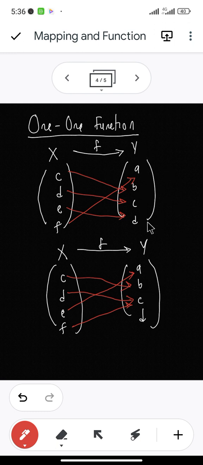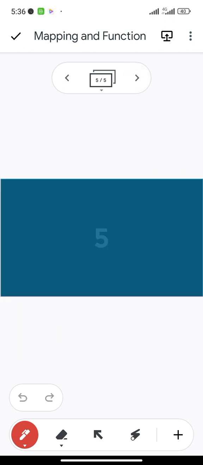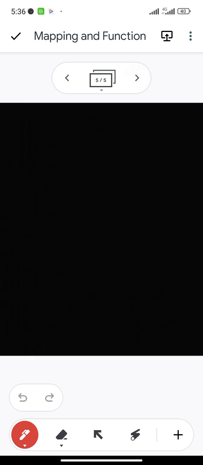So this is the difference. I just need you to get the idea from the name one-to-one. One element, one image. One element, one image, you understand? So this is not a one-to-one mapping, but this is a one-to-one mapping. So let's talk about another thing. Let's talk about onto mapping. Onto function or onto mapping.